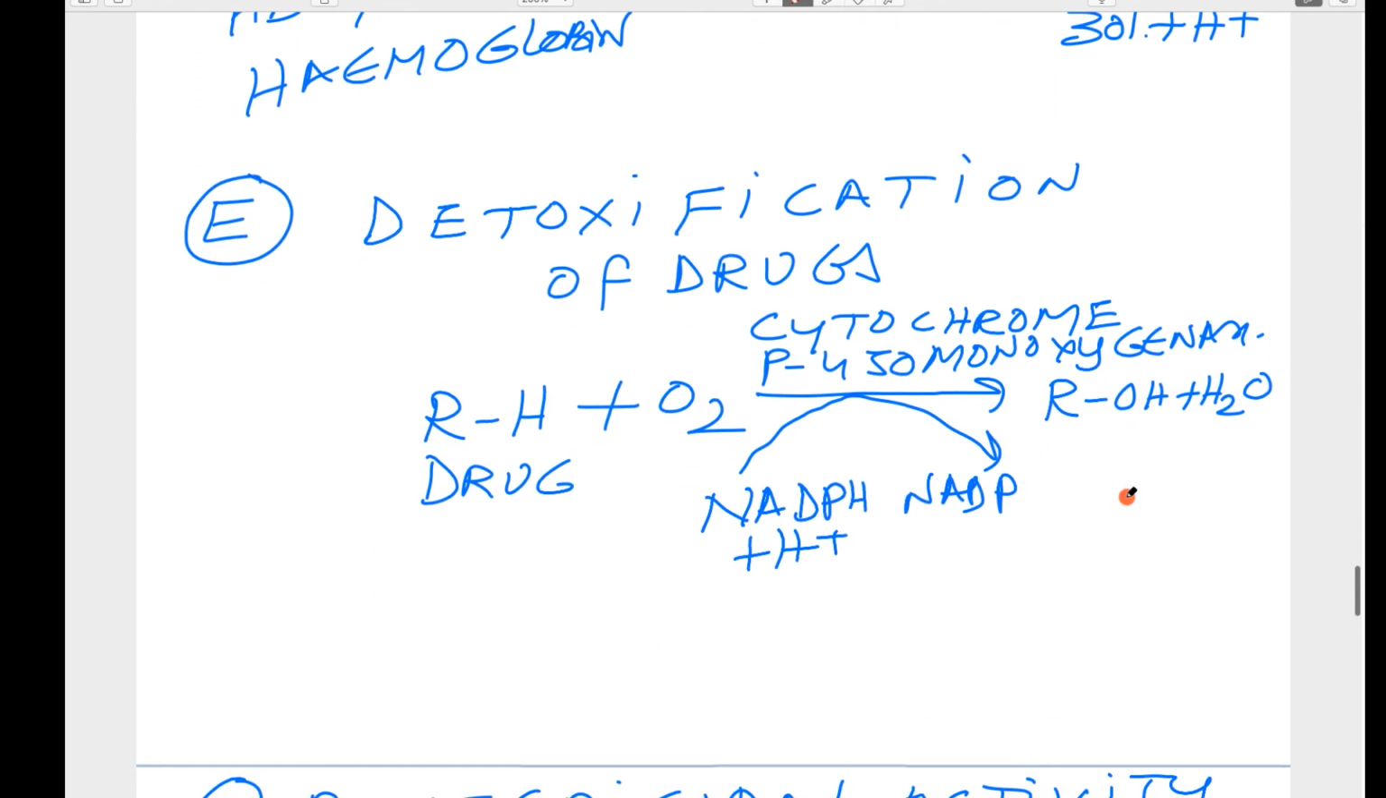Then detoxification of drugs. Drugs, which are metabolized mostly in the liver, and other agents have to be detoxified, converted into harmless substances and excreted. One enzyme system in this aspect is cytochrome P450 monooxygenase, which uses NADPH and converts it to NADP+. So drugs are metabolized and excreted.